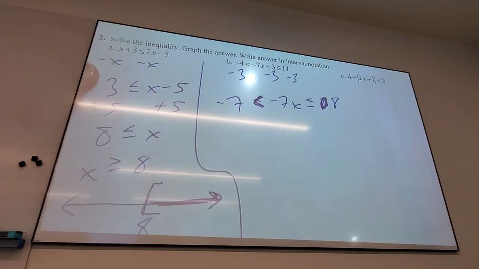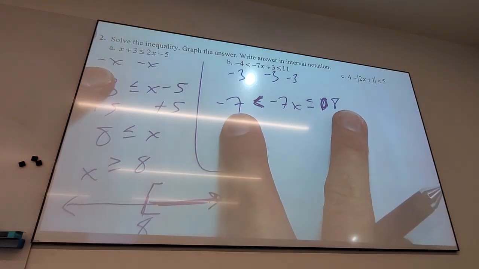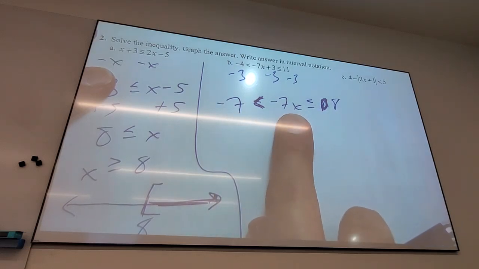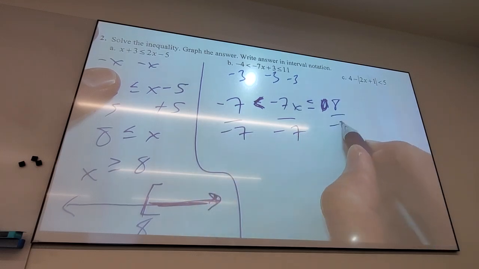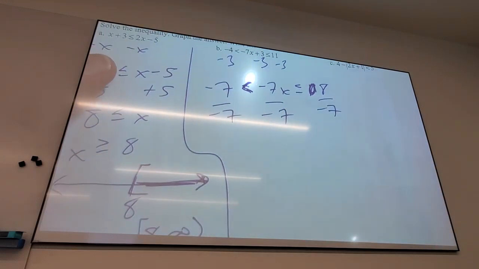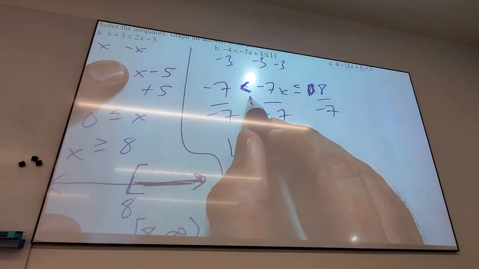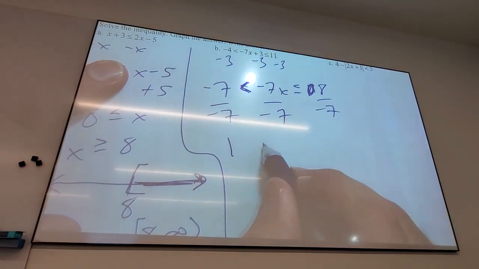Trying to get x by itself. None of this tells me what to do. This tells me what to do. Well, how do I get x by itself? So we are dividing by a negative number. What does that mean I have to do? Flip the sign, yeah? I have to flip the inequality symbol.